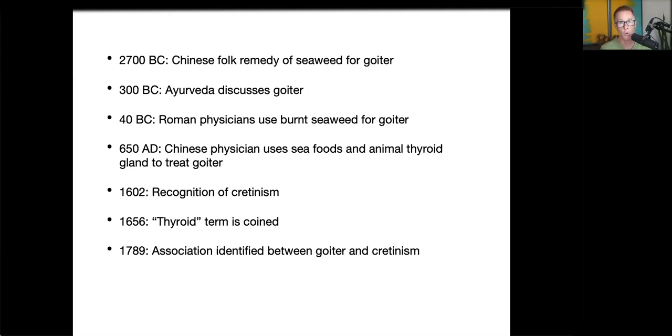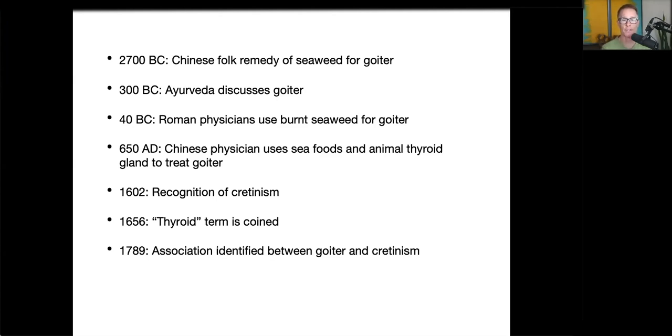The Chinese were aware that seaweed could often help goiter. Goiter was discussed in Ayurvedic medicine. Roman physicians also were aware of goiter, and they used burnt seaweed to treat it. So that was a concept that either was cross-pollinated through trade routes or was discovered independently. Also, in this time frame, Chinese physicians used both seafood and animal thyroid gland to treat goiter. So they were giving desiccated thyroid back then. Well, not like desiccated, but just crude animal thyroid.